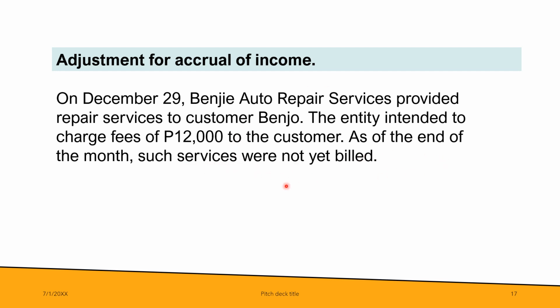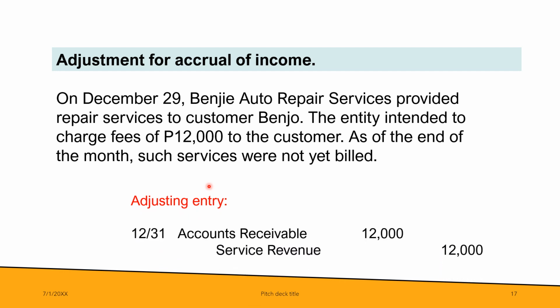In this case, Benji Auto Repair already provided services to Benjo amounting to 12,000. The thing is, Benji was not able to bill such service to Benjo. So what will be the adjusting entry on December 31? You debit accounts receivable 12,000 and credit service revenue 12,000.